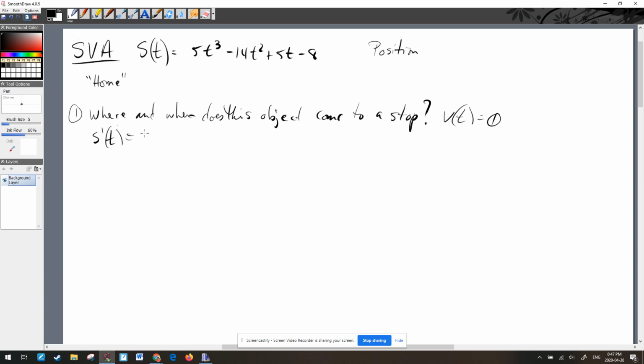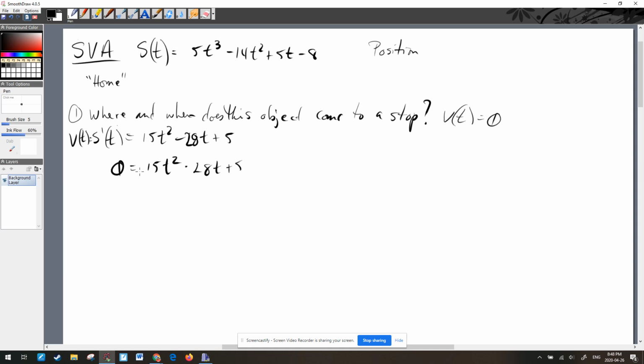Pretty simple derivative. It's going to be 15t squared minus 28t plus 5. So that's s prime at t, which is the same thing as v at t. If I want to know where I'm stopped, I want v at t equal to 0. So I'm going to say 0 is equal to 15t squared minus 28t plus 5.